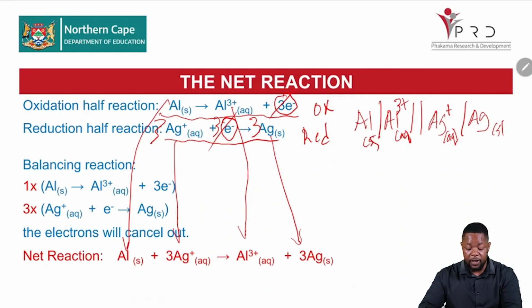So we need to be able to write the cell notation for all the reactions that we are given. And again, the platinum is not used in the cell notation or in the cell because aluminium and silver are both metals.